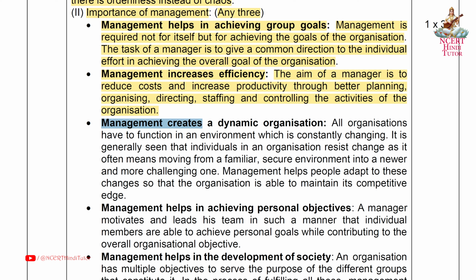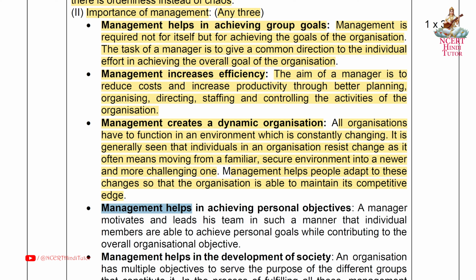Third, management creates a dynamic organization. All organizations have to function in an environment which is constantly changing. It is generally seen that individuals in an organization resist change as it often means moving from a familiar, secure environment into a newer and more challenging one. Management helps people adapt to these changes so that the organization is able to maintain its competitive edge.